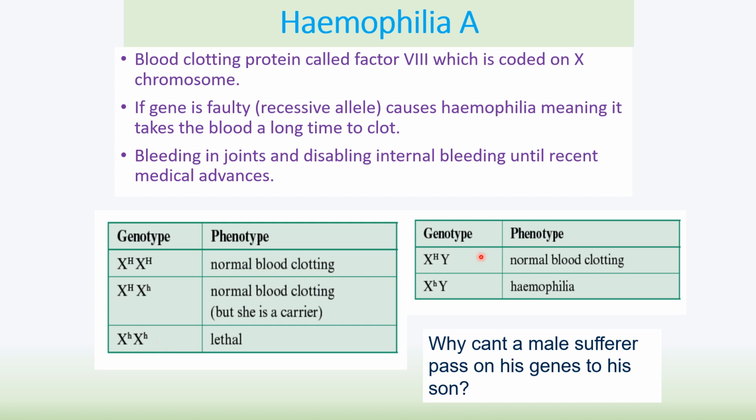For males, you can either be dominant H or recessive H. So you can be normal clotting blood factor or you can be haemophilia. And obviously the majority of males are capital H, but you only need one recessive H because you only have one X chromosome to have haemophilia.